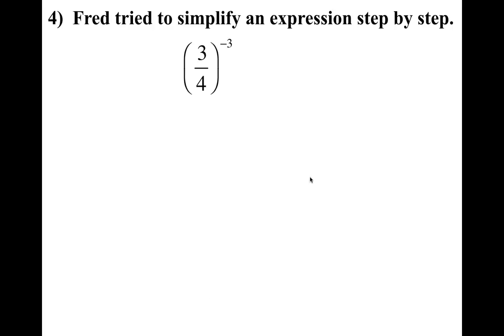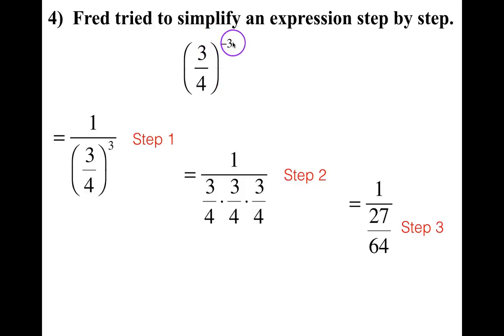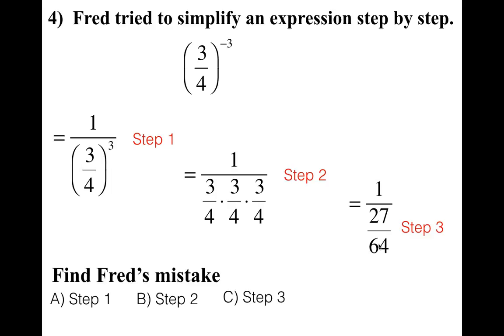Okay, so now let's take a look at Fred's work. It says Fred tried to simplify an expression step by step. So 3/4 raised to the -3rd. First, he has this step, and he went over to the second step and third step, so they kind of go diagonal. So once again, here are our choices. I want you to go ahead and pause the video and find the mistake, if he made a mistake at all.